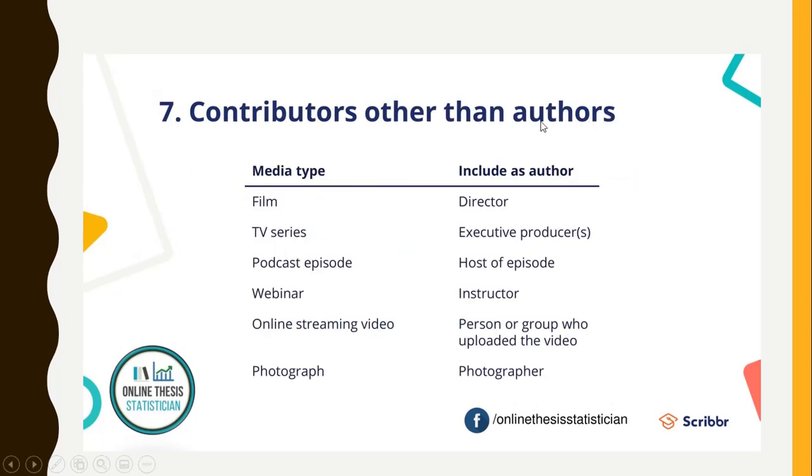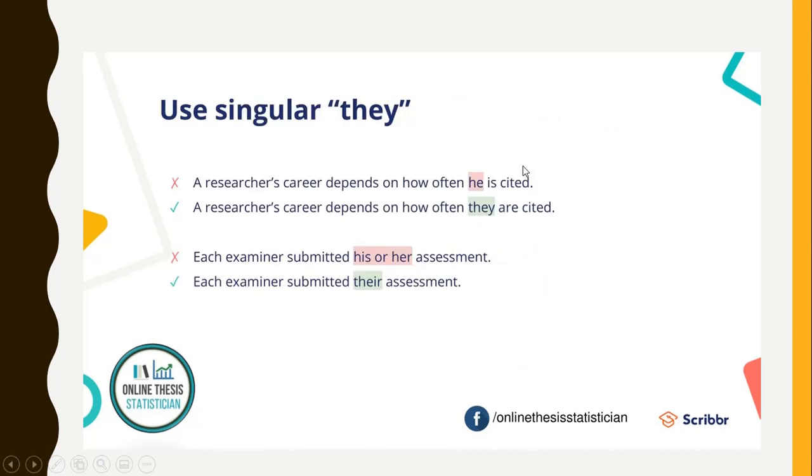And contributors other than authors, so you include as author the director, executive producer, host, instructor, or person who uploaded the video if it's an online streaming video, and if it's a photograph, then the photographer. Yes, this one, please use the singular they. Before, for example, a researcher's career depends on how often he is cited. We're using he to refer to a researcher. Now, it's a researcher's career depends on how often they are cited.